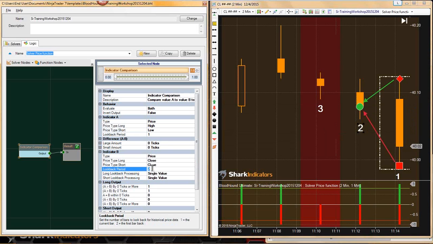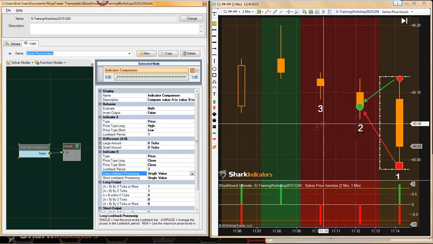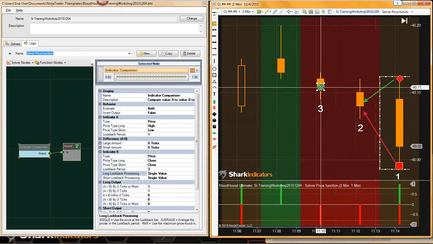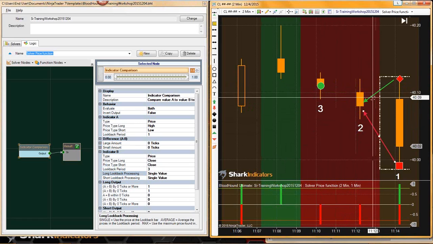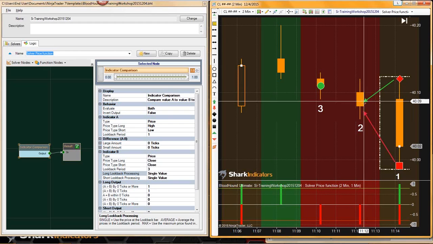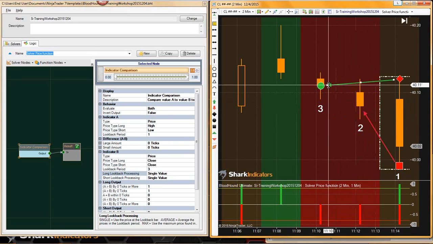Now, if we set this to 3, then, as you might have guessed, BloodHound is doing this kind of comparison. Oh, and I can't grab that arrow. There we go.